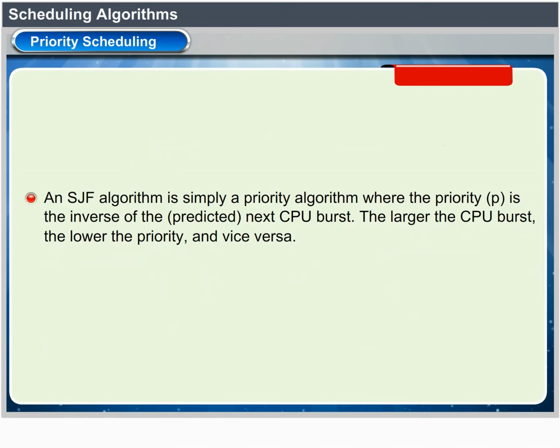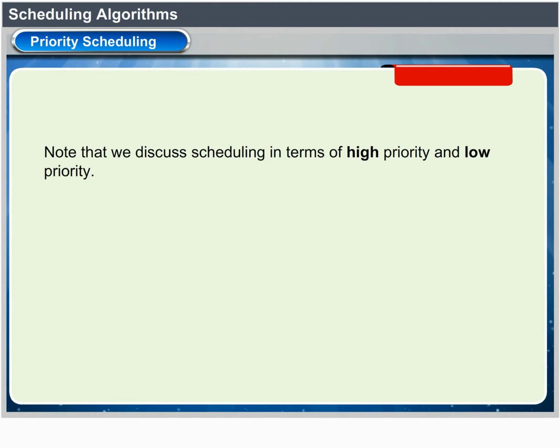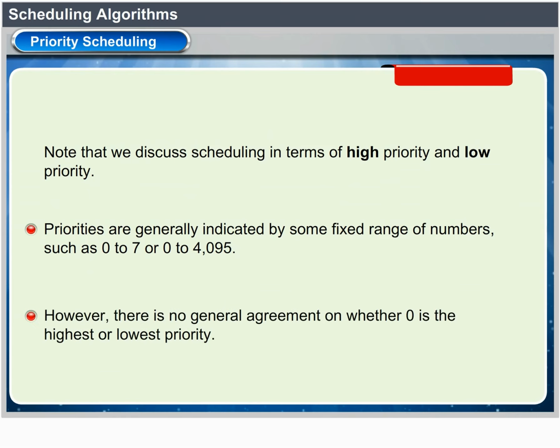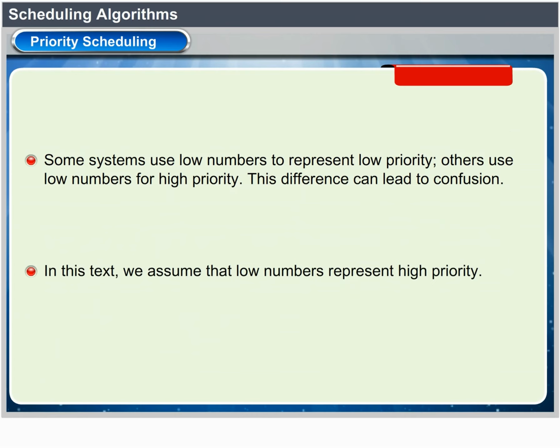Note that we discuss scheduling in terms of high priority and low priority. Priorities are generally indicated by some fixed range of numbers such as 0 to 7 or 0 to 4095. However, there is no general agreement on whether 0 is the highest or lowest priority. Some systems use low numbers to represent low priority, others use low numbers for high priority. This difference can lead to confusion. In this text, we assume that low numbers represent high priority.